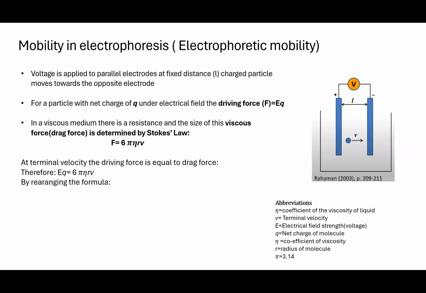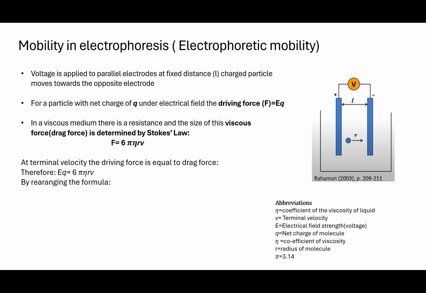The formula for drag force is called Stokes' law. It is calculated as drag force equals 6 pi times eta, where eta is the viscosity of our fluid, times r, which is the radius of our particle, times v for velocity. And at terminal velocity, the driving force is equal to the drag force. So this is the speed at which a molecule travels through the solution, determined by the point where the driving force balances out the drag force.